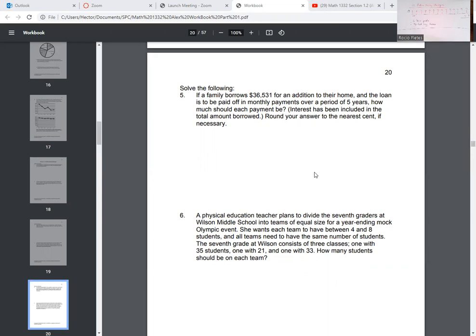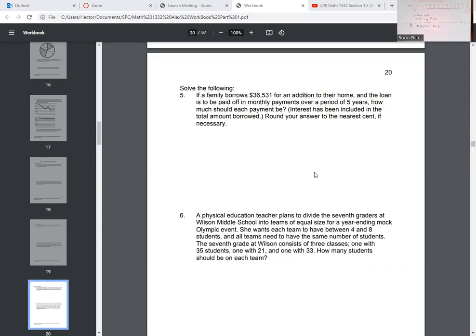Okay, so let's write things down. So I'm doing number 5. So 36,531 is what they borrow. So I'm gonna write down, this is the principal.